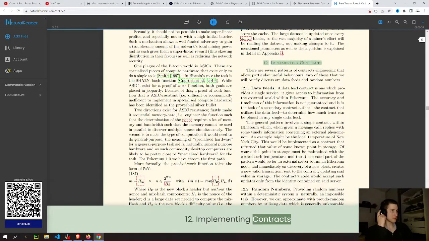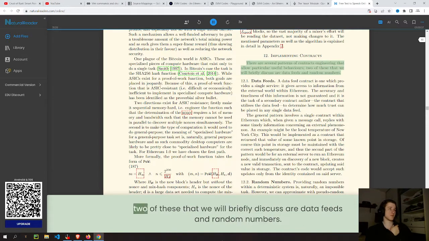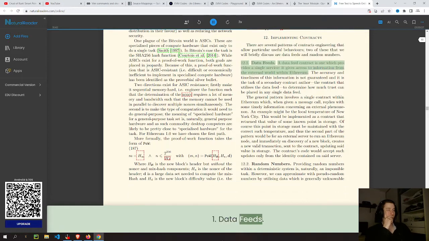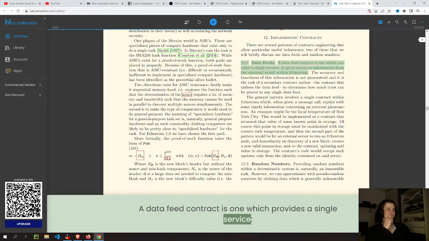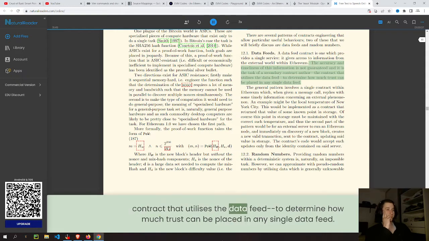12. Implementing contracts. There are several patterns of contracts engineering that allow particular useful behaviors. Two of these that we will briefly discuss are data feeds and random numbers. 12.1 Data feeds. A data feed contract is one which provides a single service. It gives access to information from the external world within Ethereum. The accuracy and timeliness of this information is not guaranteed, and it is the task of a secondary contract author, the contract that utilizes the data feed, to determine how much trust can be placed in any single data feed.